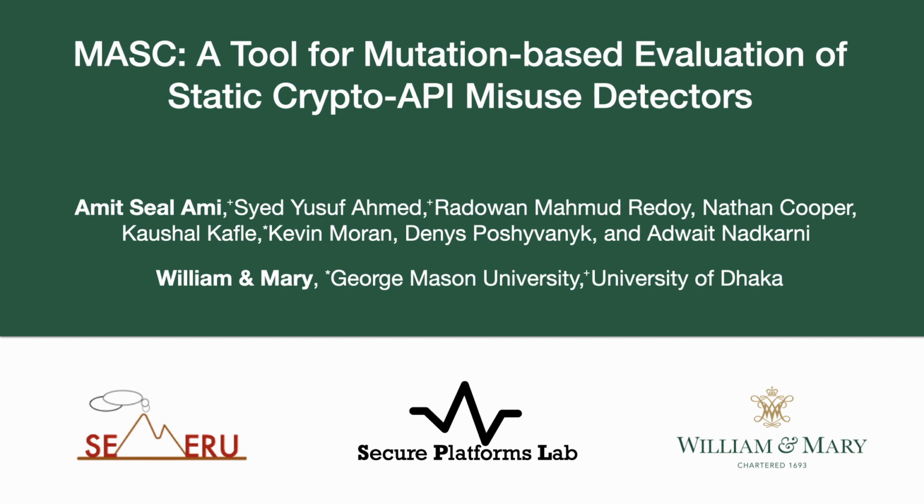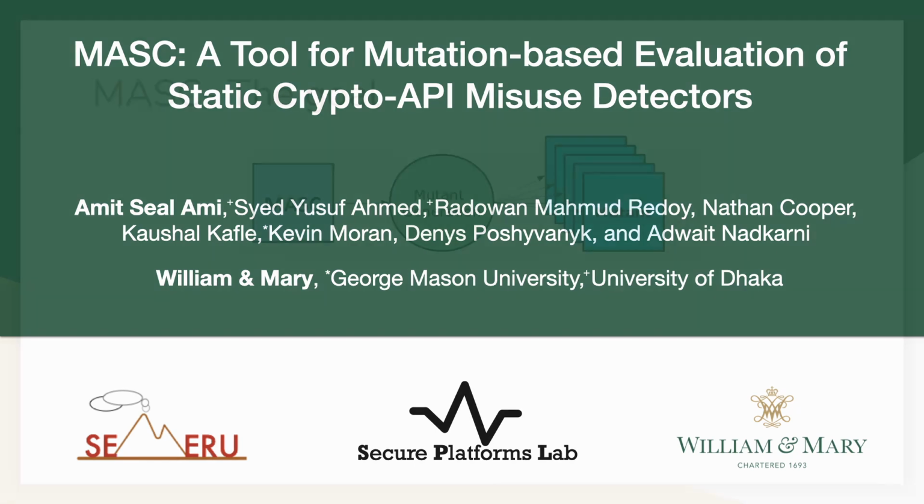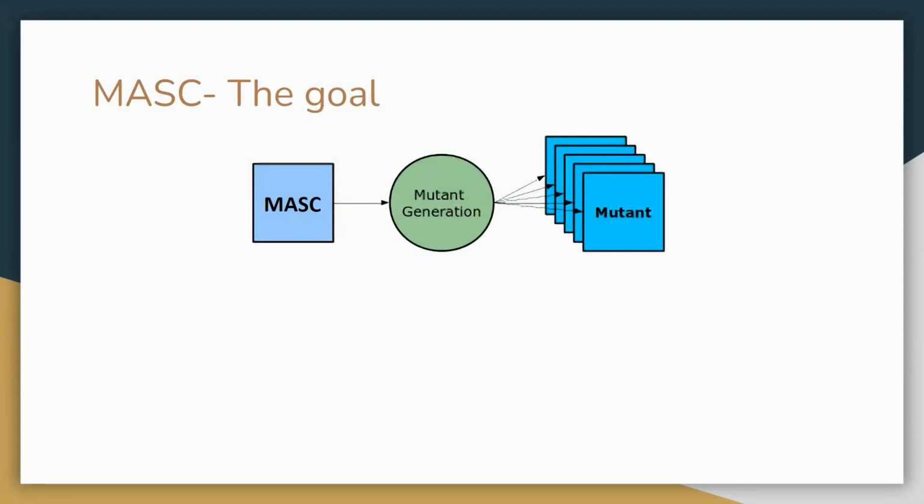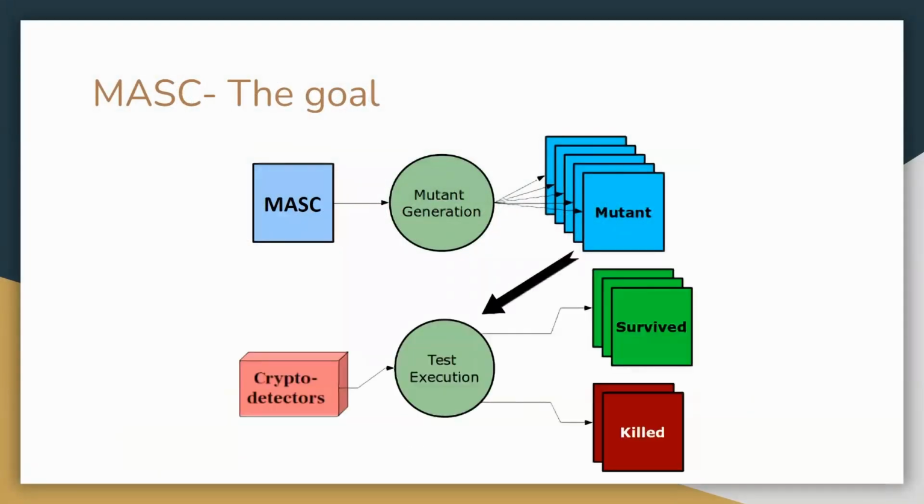MASC is a tool for mutation-based evaluation of static crypto API misuse detectors. This demonstration paper is the result of collaboration between the researchers of William and Mary, George Mason University and University of Dhaka. The goal is to intelligently generate mutants, which can be used to conduct mutation testing on crypto detectors in order to evaluate and benchmark them.